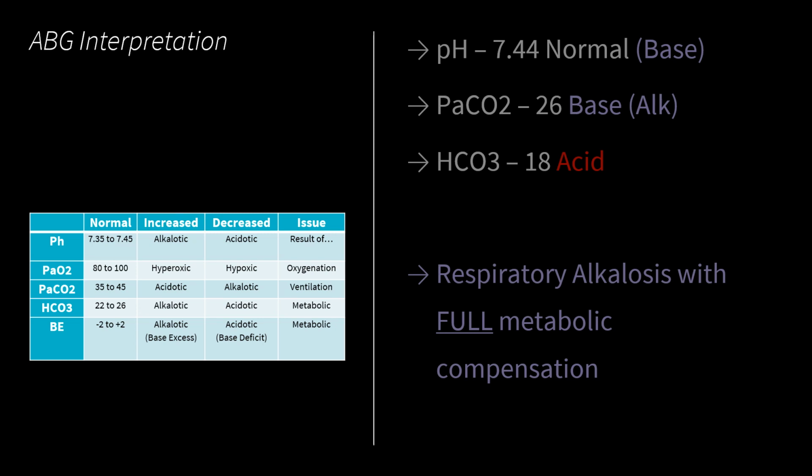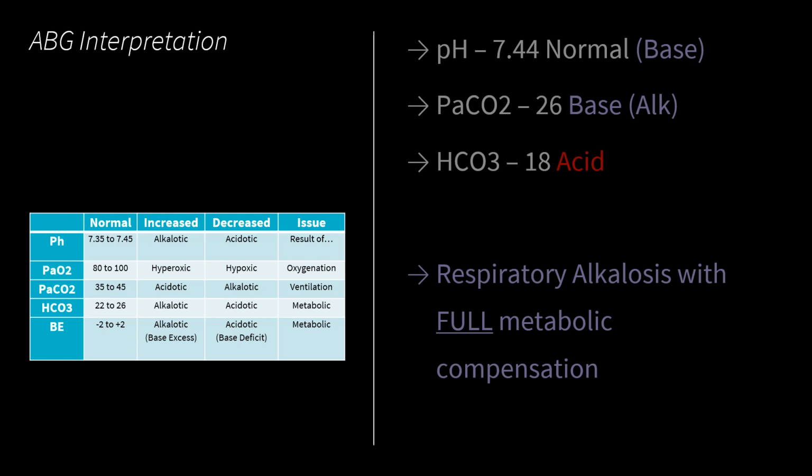So again, we look at our pH. It is normal, but it's closer to being a base. Look down at our CO2. Our CO2 is also a base, so that has to be the primary problem. And then our bicarb or our metabolic system is going in the opposite direction, or is an acid. So this is respiratory alkalosis with full metabolic compensation.